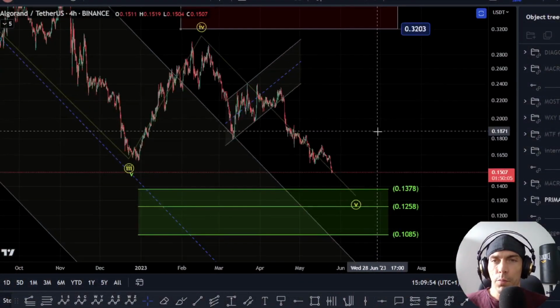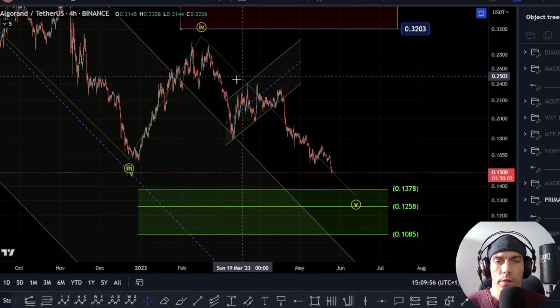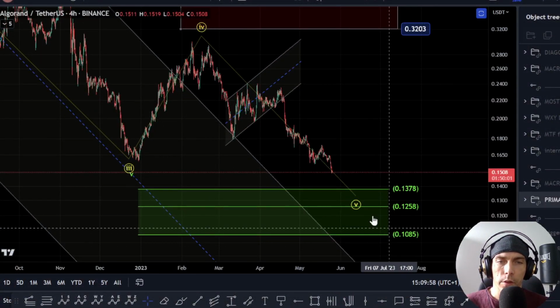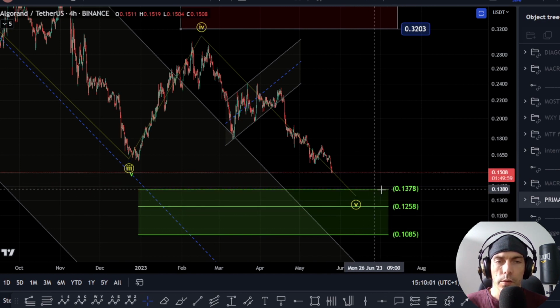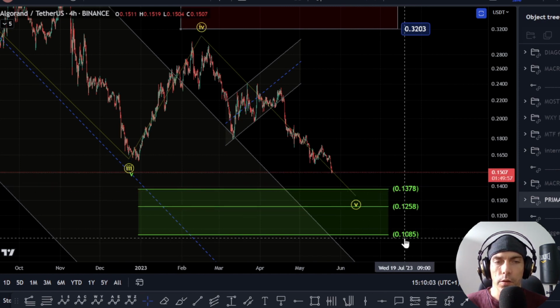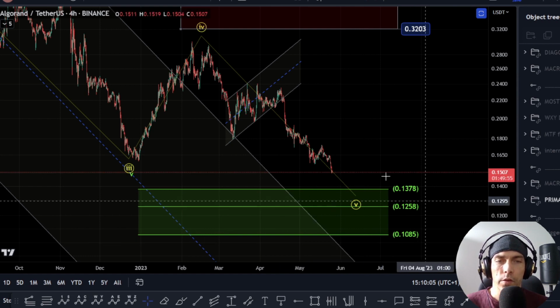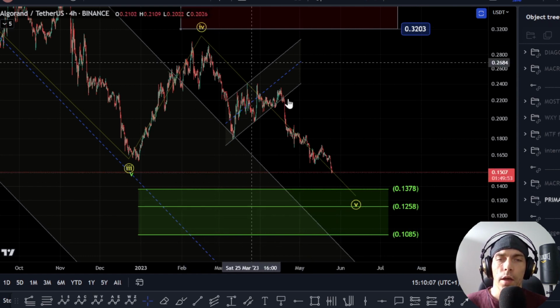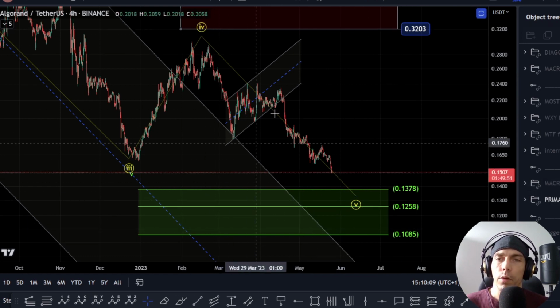Let's get into the price action and see what's going on. Okay, so the primary count I'm still following is looking for this as a fourth wave and looking for the fifth wave to the downside. Now, what I'm looking for is a target of this 1378 to this 1085 area. So this is a potential zone that we could look for this fifth wave to come down to if we are looking at it in this way.